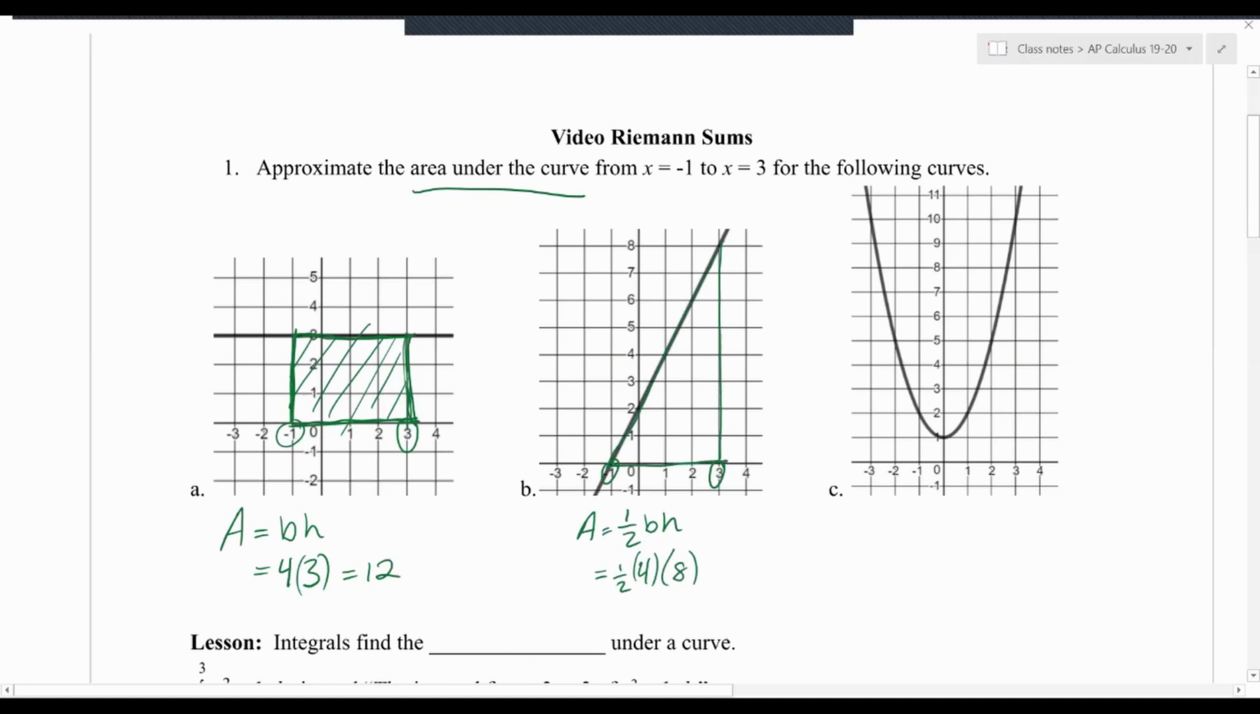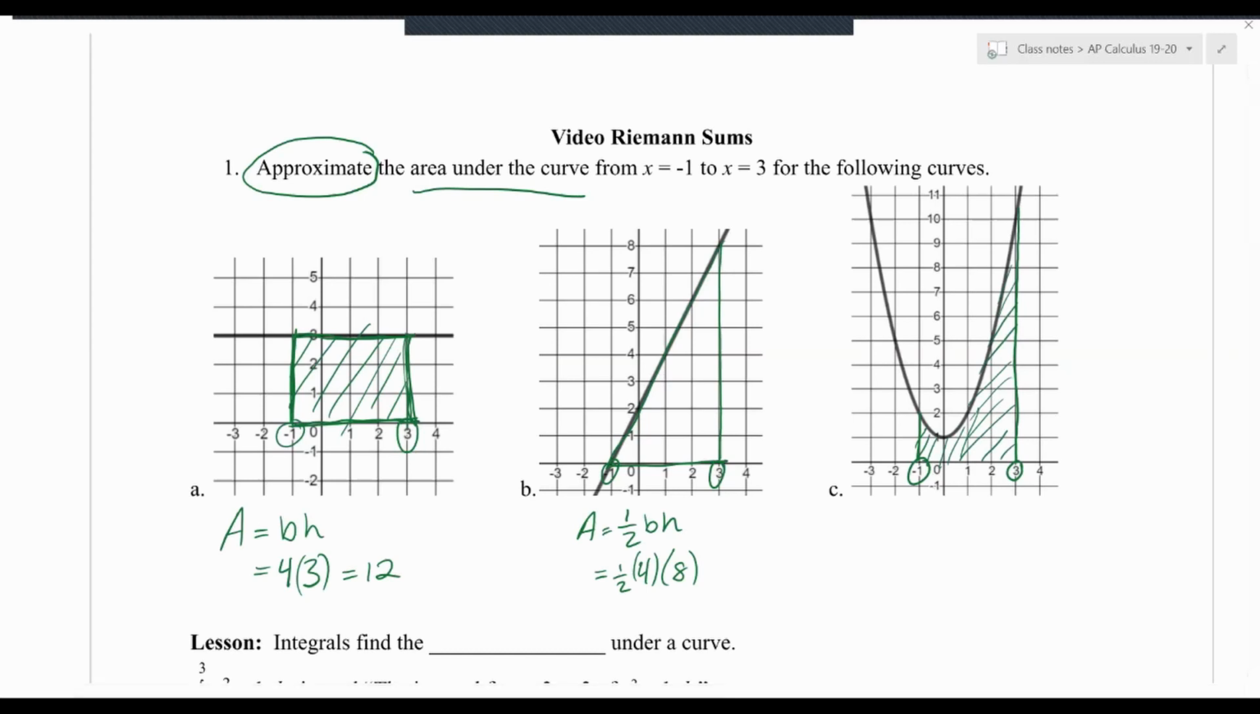Now in this final case, what is the area under the curve between -1 and 3? Well, here, it's not a known shape. So this question is not asking to find the exact area. It's asking us to approximate the area. How do you think you can approximate the area between the curve and the x-axis?